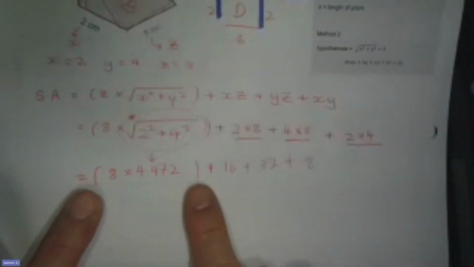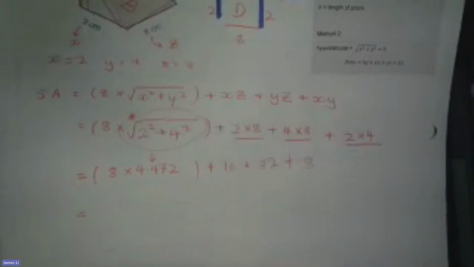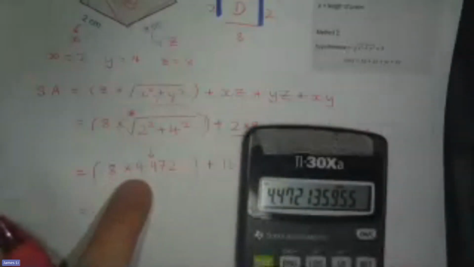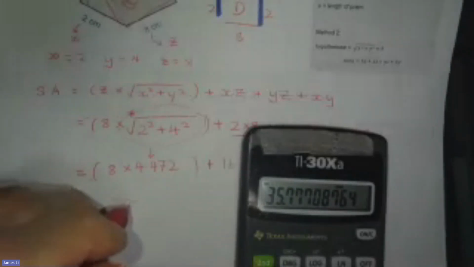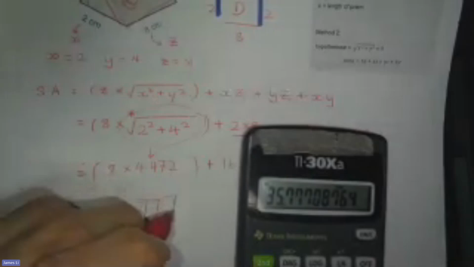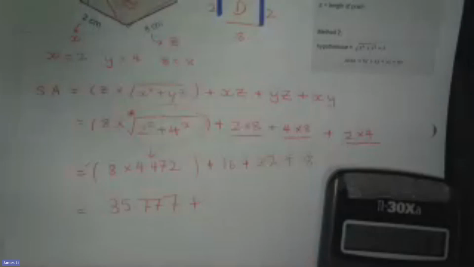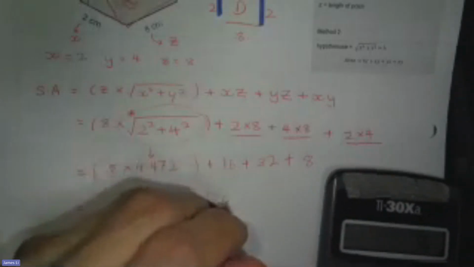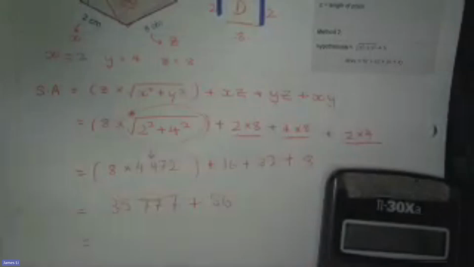Now, I hope you still remember your BODMAS rule. We will calculate the bracket first, and then we will add the rest of the numbers. So 8 multiplied by 4.472, you should get 35.777. Plus 16 plus 32 plus 8. 16 plus 32 plus 8 is 56.